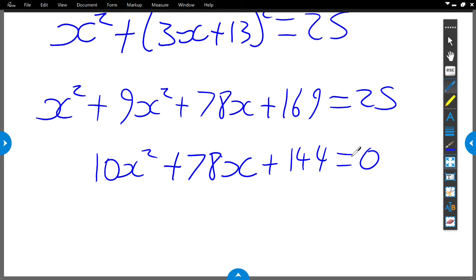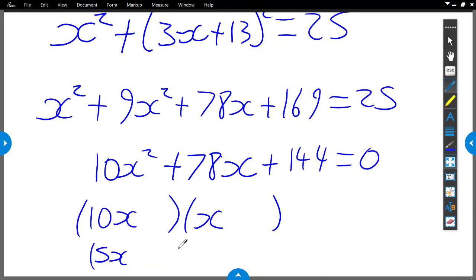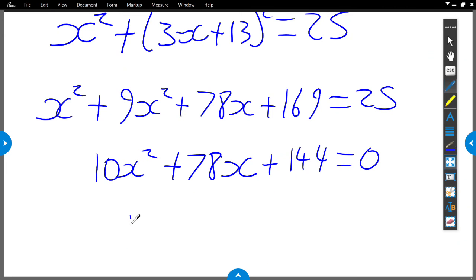But if I try to factorise from this point here, there's a bit of an issue. Because do we have 10x in one bracket, x in the other? Or do we have 5x and 2x? Because either of these is going to expand to give us 10x squared. And also this is going to be quite a difficult problem. I'm going to have to list out all the factors of 144. But fortunately we can simplify this, because all of these are even, including 0. I can divide all of this by 2.